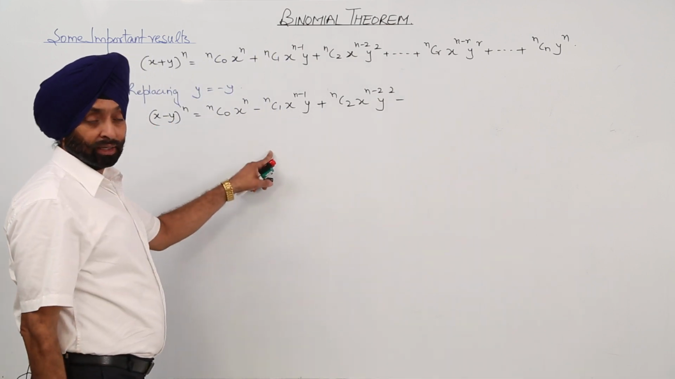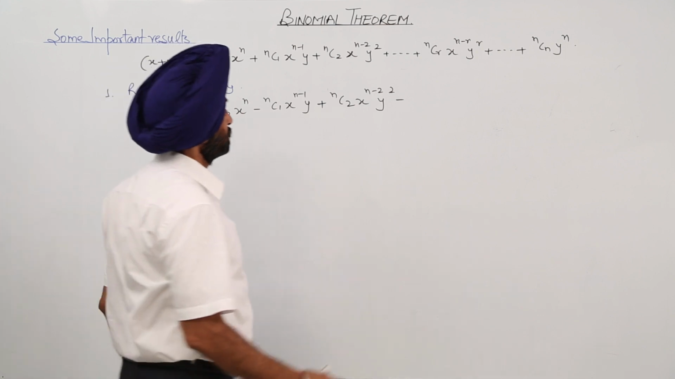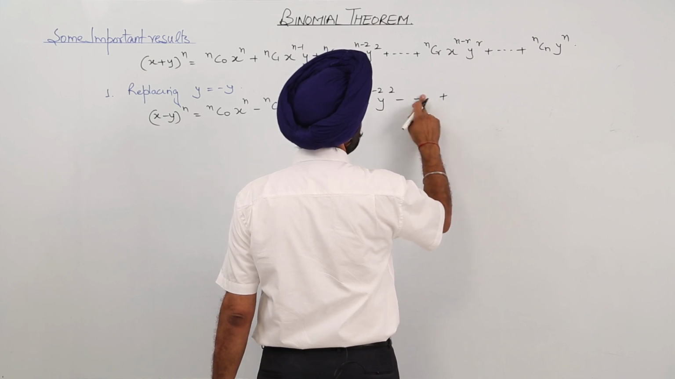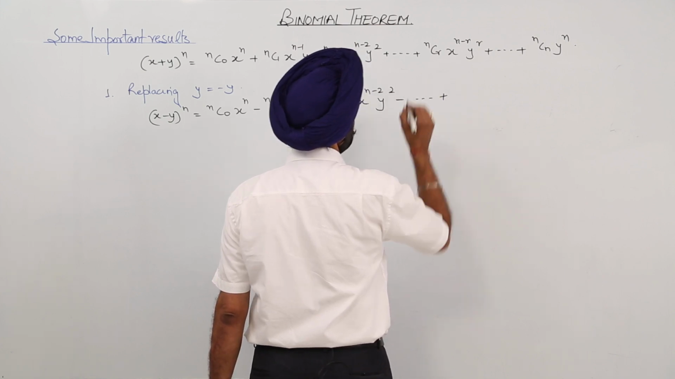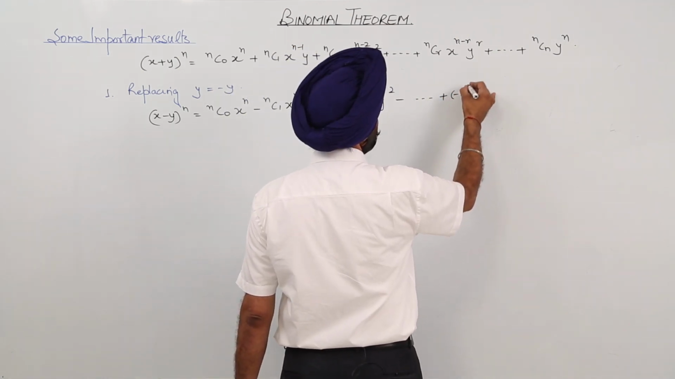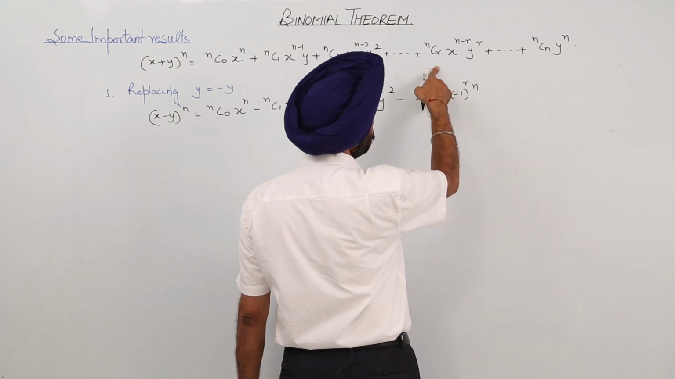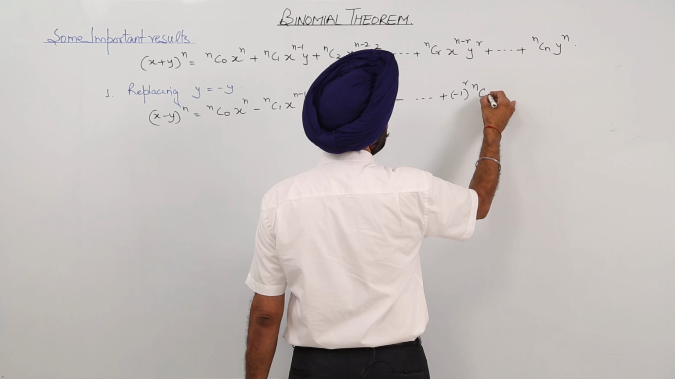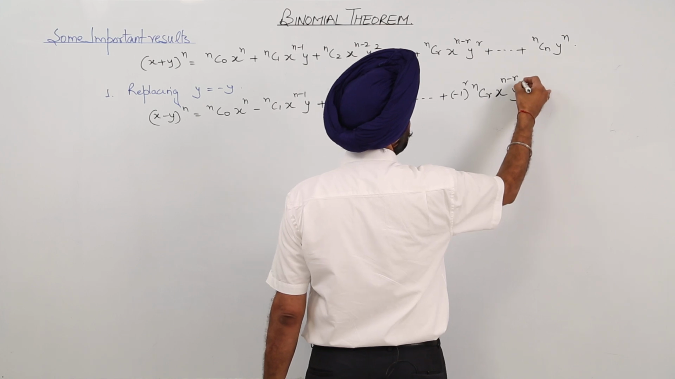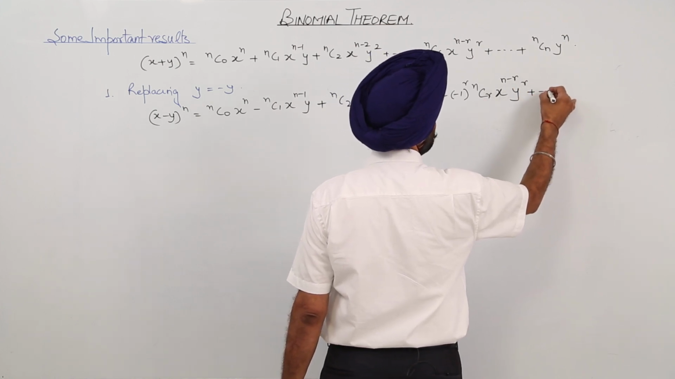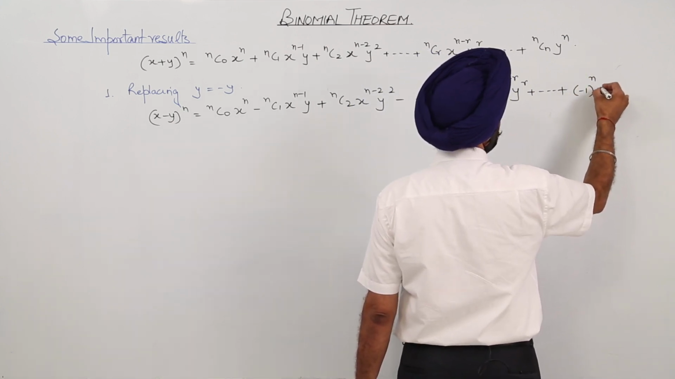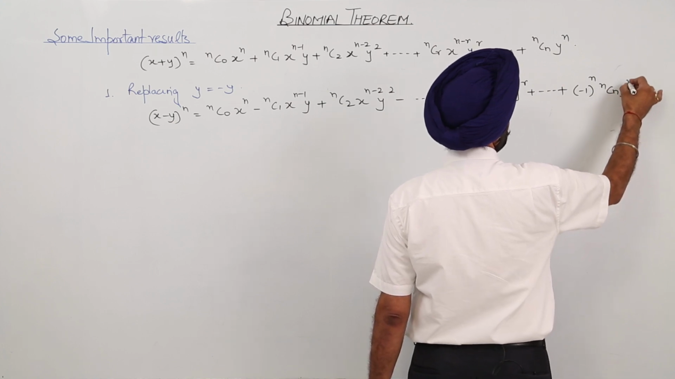Now first positive, then negative, then positive, then negative, we have to move like this. Here it is minus, here it will be plus. Now plus minus 1 raised to power r in place of this term. Now it is nCr x^(n-r) y^r, plus minus 1 raised to power n nCn y^n.